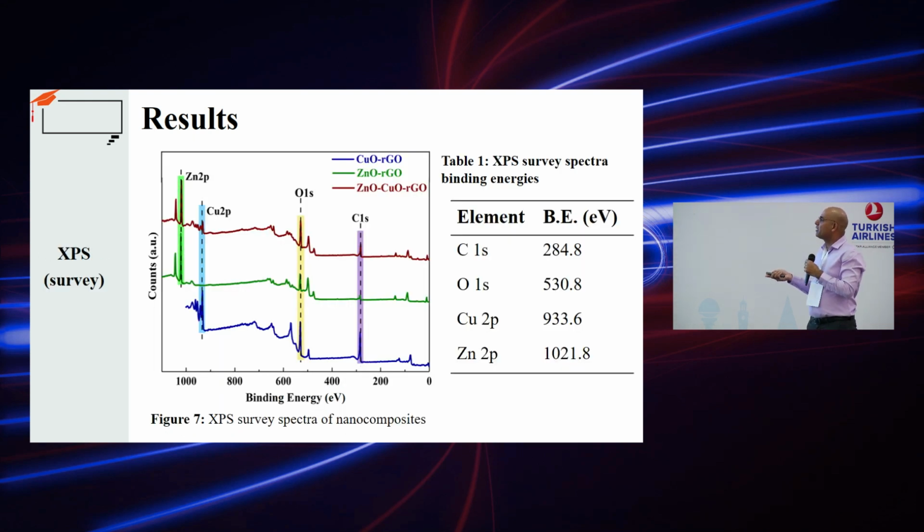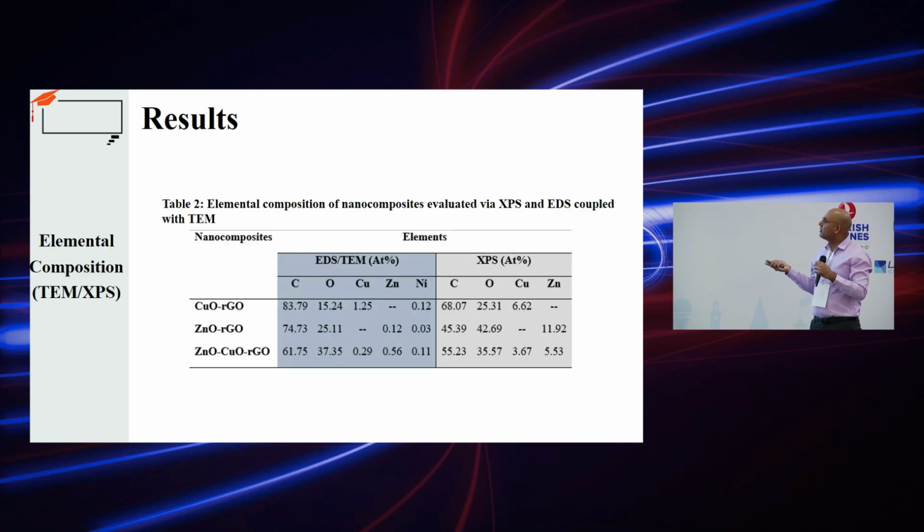Okay, and then we have done a detailed XPS analysis just to make sure that we have copper in the form of oxide and also zinc in the form of oxide. We first had the survey spectra, and this TEM was also coupled with EDS so that we can get some EDS analysis in general. These are the EDS analyses from TEM, and also from XPS survey spectra.